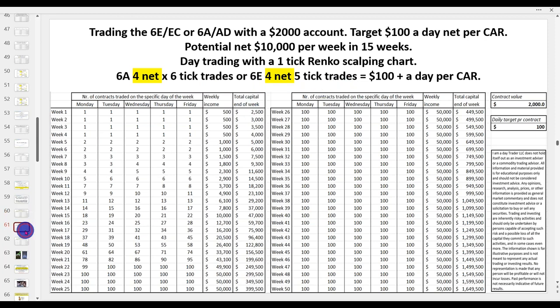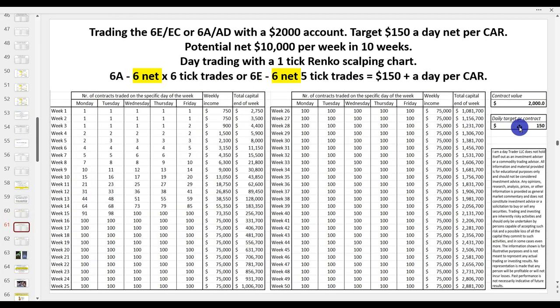Now, we go here and go for our 150 a day, right? We're there, 10 grand a week in 10 weeks. That is 6 net trades a day by 6 ticks, or because, and I should just mention, my apologies, on the Aussie dollar, it's $5 a tick.